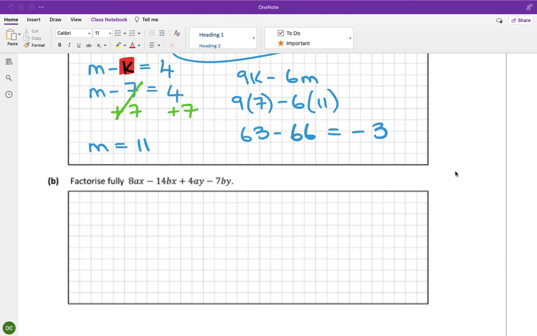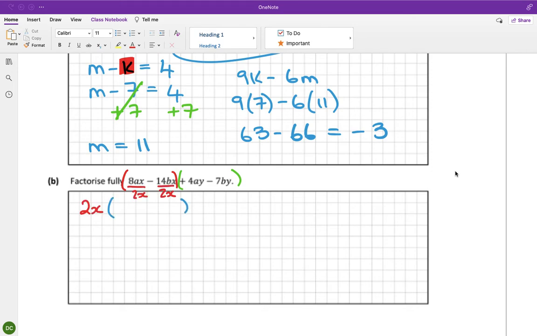It's your factorizing, your highest common factor with groups. So we're going to go with a common factor of 2x, I think. We're going to divide by 2x and divide by 2x, and then I'm going to open a bracket. So 8 divided by 2.